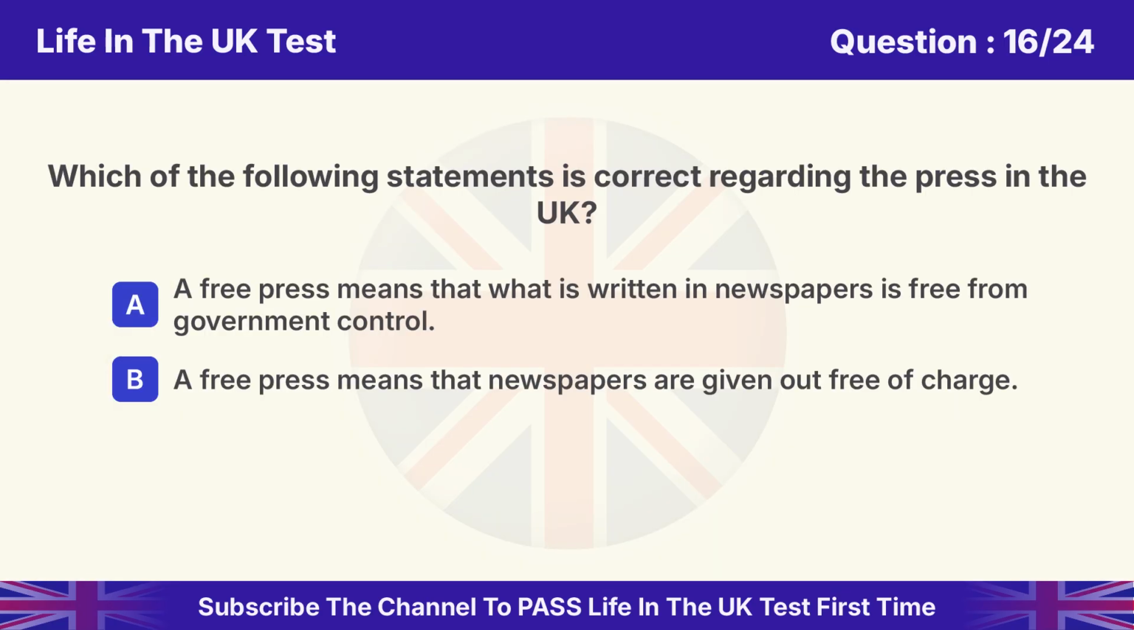Question 16. Which of the following statements is correct regarding the press in the UK? Option A. A free press means that what is written in newspapers is free from government control. B. A free press means that newspapers are given out free of charge.